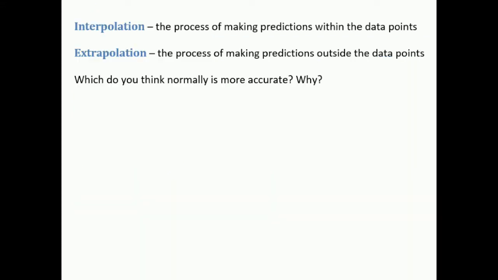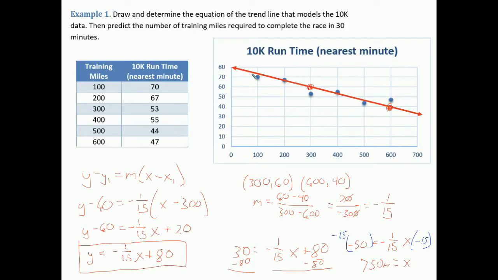Which is probably more accurate? Well, interpolation is more accurate usually, or can be, because you have the data points around and you can draw your line to fit them. Also, there could be a change here. So right now, yes, this looks like a line, but if this line continued, it might look like, well, if you train 2,000 miles, you would get 0 minutes for your 10K, which obviously is impossible. So sometimes for extrapolation, it changes as you get further out here.